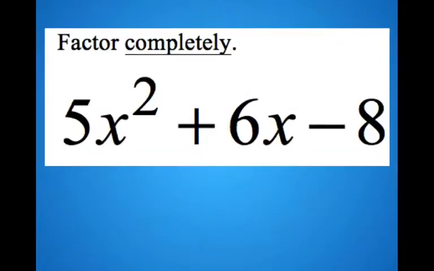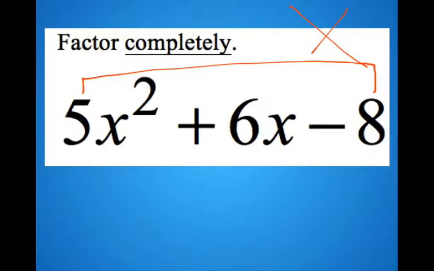Okay, factor completely, same method. Just going to multiply the first number times the last number. We're looking for 2 numbers that multiply to be negative 40 and add up to be 6, so we've got to think about that a little bit. 10, let's see, maybe 10 and 4, so that would have to be a positive 10 and a negative 4.